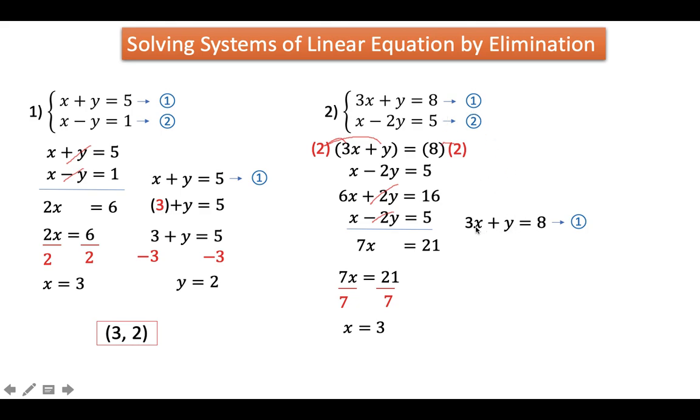So to find y, I preferred to use equation 1. Then replace this x by the value of x here, which is 3. And 3 times 3 is 9. Then add negative 9 to both sides so that y is left, and 8 minus 9 is negative 1. So our solution is 3, negative 1.